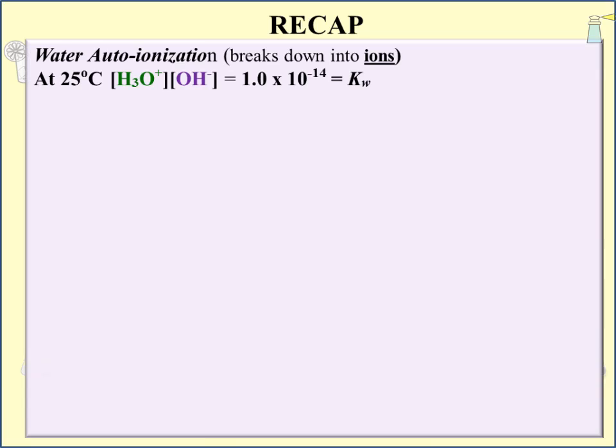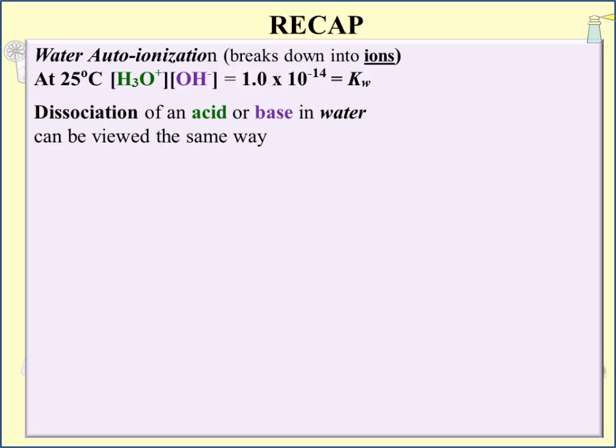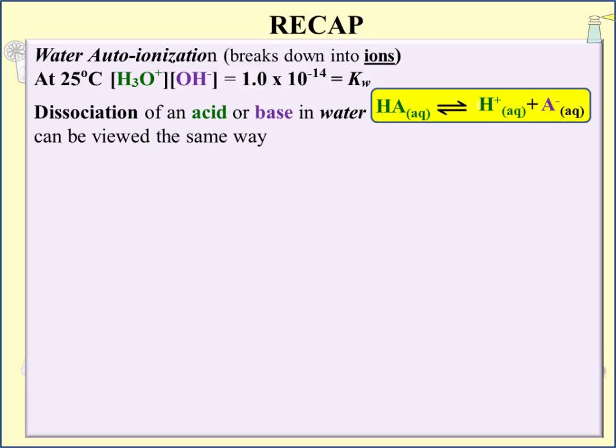As a recap, water is capable of autoionization. In pure water, at 25 degrees C, the hydronium concentration times the hydroxide concentration comes to a constant value of 1.0 times 10 to the minus 14. And that's Kw. Dissociation of an acid or base can be viewed the same way. In water, the generic acid HA can break down into hydrogen ion and the conjugate base A-. In water, the generic base BOH can break down into hydroxide ion and the conjugate acid B+.